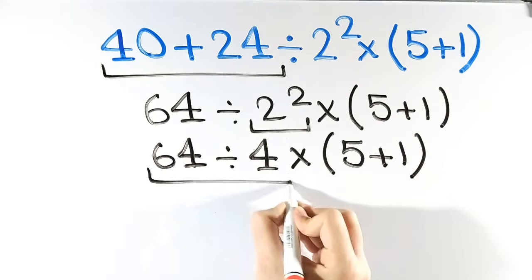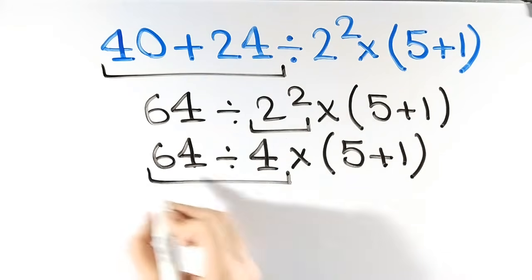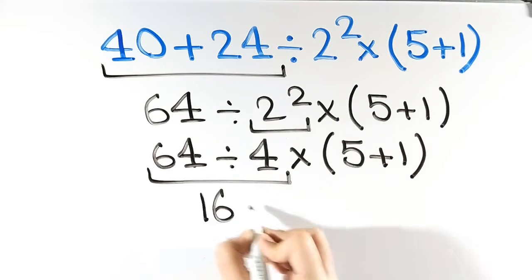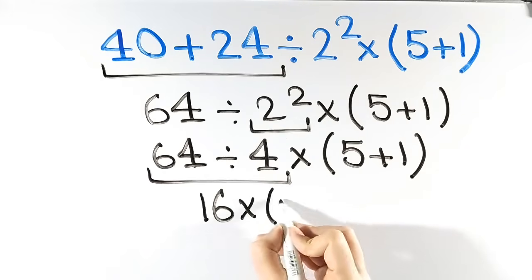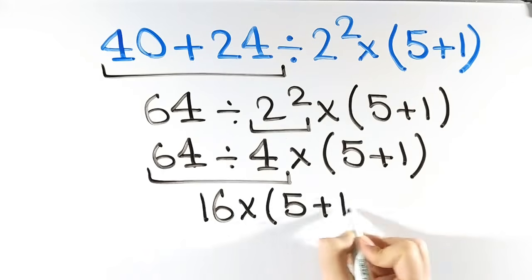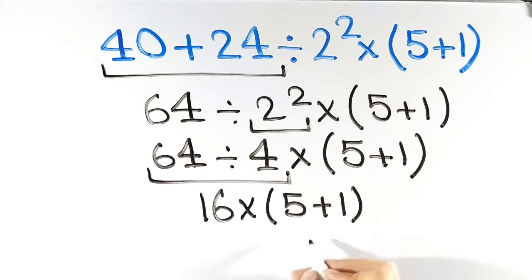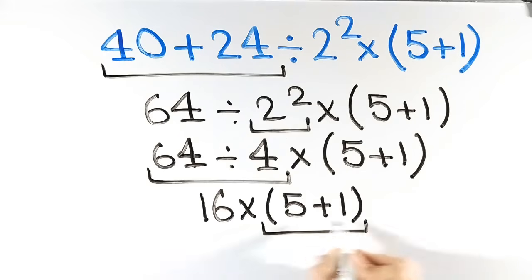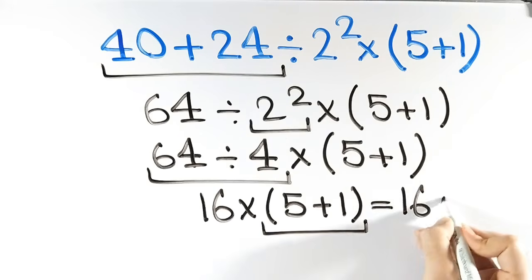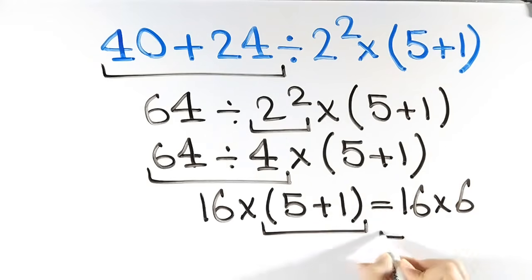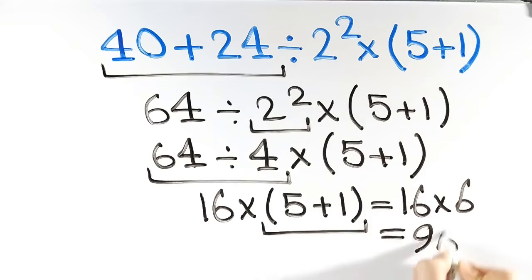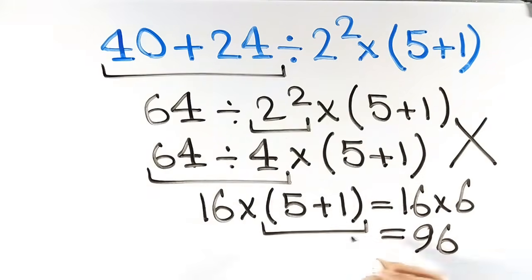Then they go for the division between 64 and 4 and write this expression as 16 multiplied by (5 plus 1). In the final step, they go to the expression inside the parenthesis and write this expression as 16 multiplied by 6, which finally gives them the answer 96. However, this answer is actually incorrect.